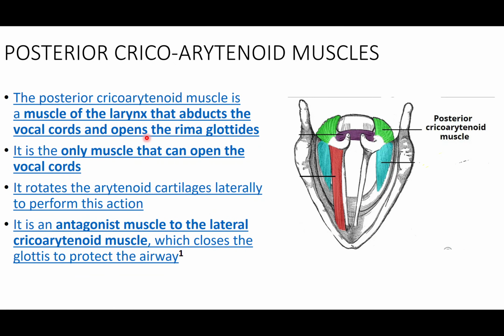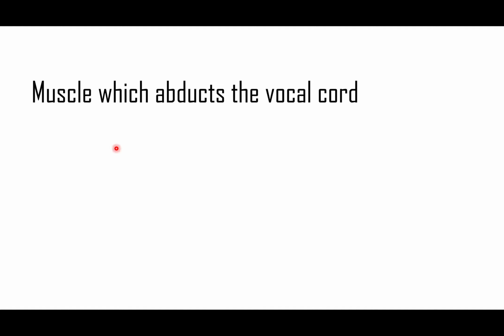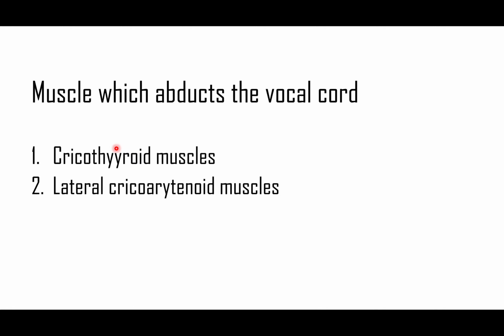The fourth option we have is posterior cricoarytenoid muscle. The posterior cricoarytenoid muscle is a muscle of the larynx that abducts the vocal cords and opens the rima glottis. We also need to know that it is the only muscle that can open the vocal cord, and it rotates the arytenoid cartilage laterally to perform this action. But the main important thing is that it abducts the vocal cord. So the fourth option, posterior cricoarytenoid muscle, is correct, because this is the muscle which abducts the vocal cord.